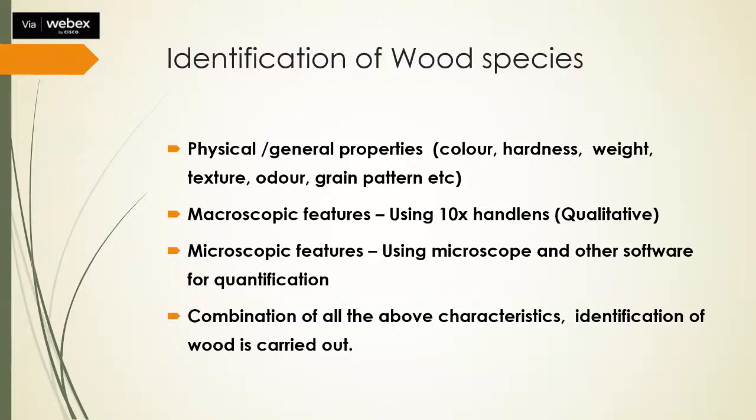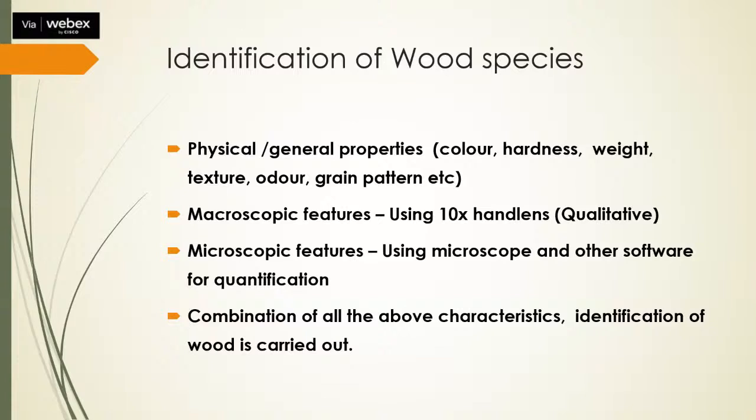So how do we go ahead with the identification process? Though this has already been told, I'm just repeating it. By seeing its physical or general properties like color, hardness, weight, texture, odor, and grain pattern. Next come the macroscopic features. This consists of using a magnifying hand lens. This is done only for qualitative purposes, as we will not be able to judge the size; that is not quantitative. So mostly it is done through the 10x hand lens.